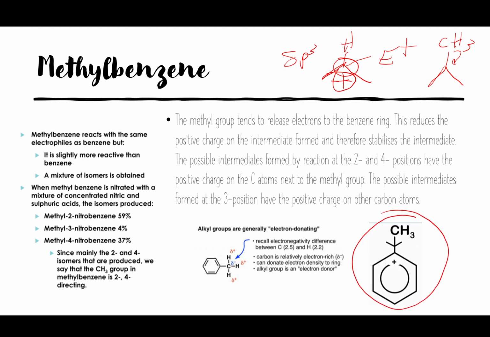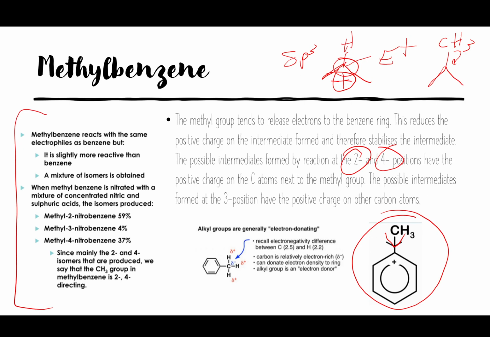So looking at this now, we have a positive inductive effect. Electrons are being donated to the ring, so it easily stabilizes intermediates. The possible intermediates formed are at the 2 and 4 positions, so they are at the ortho and para positions on the group, and that is why we call methyl groups ortho-para directors. We're going to go through why they're called ortho-para directors. The possible intermediates formed at the third position have a positive charge on other carbon atoms. We're going to be discussing this. Let's bring our attention to this. When we go through the mechanism, I'm going to explain what I just said.